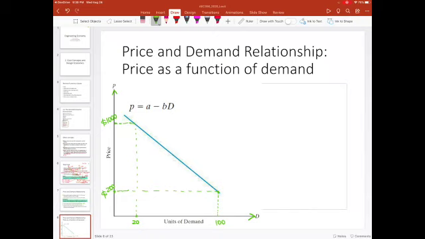And then if you want to write the function of this line, this is going to be the function you can use. This function or formula describes a line like this. So P is the price, and A and B are just two constants. Okay? And D is demand.